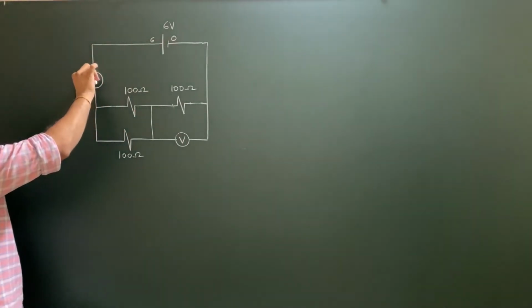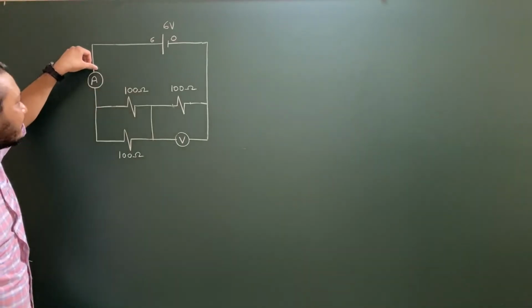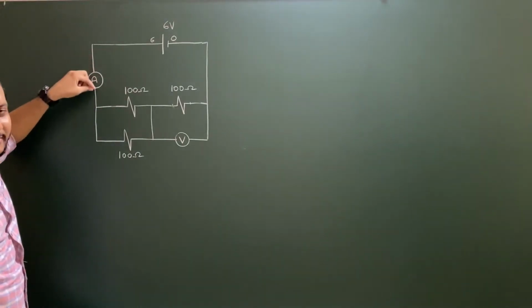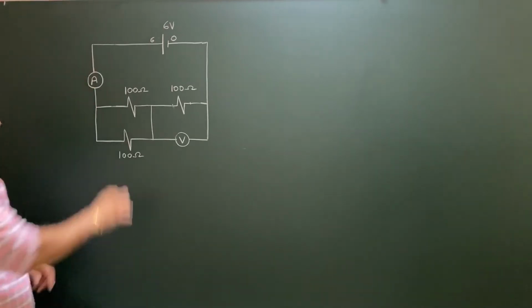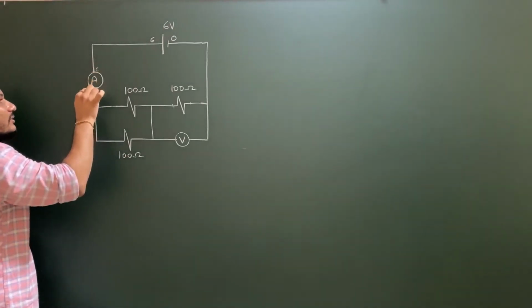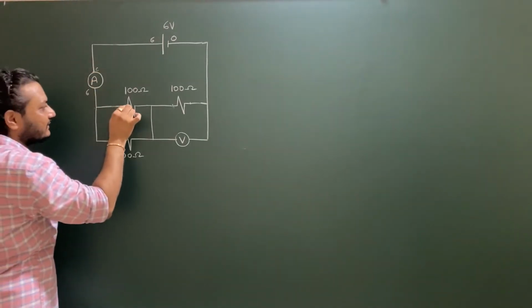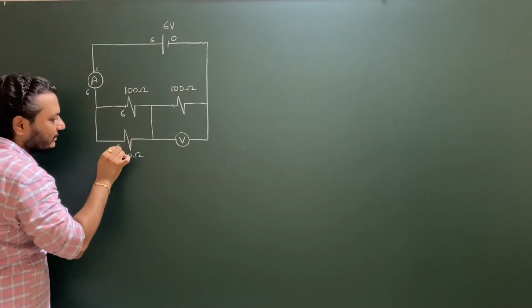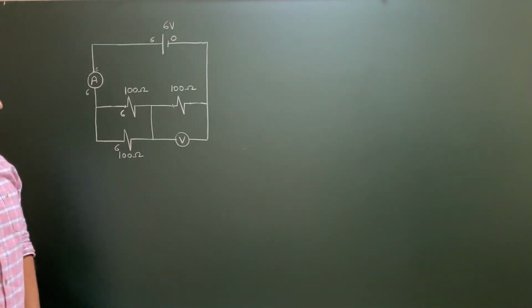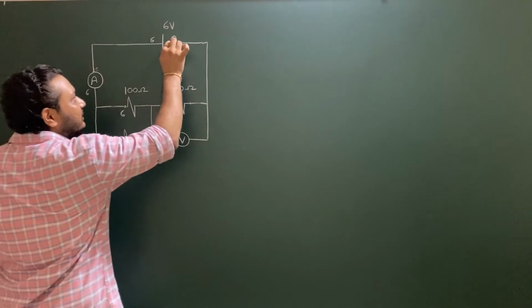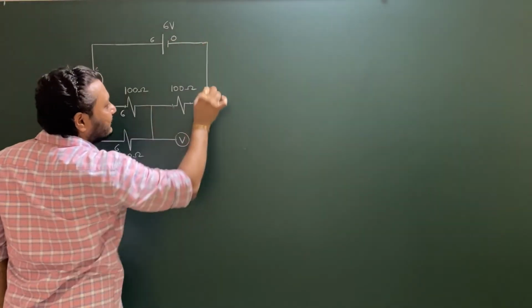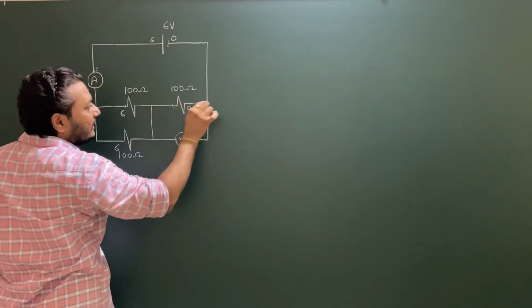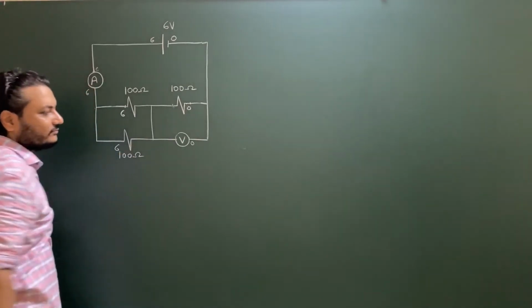and an ideal meter does not have any resistance, we all know that. So if there is no resistance in this ammeter, there is no drop. So if the potential here is 6, then here also it will be 6, and up to here the potential remains the same. If you talk about this point, the potential here is 0, and up to here it is 0.